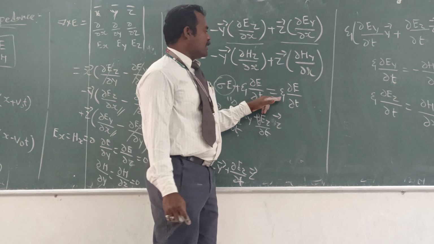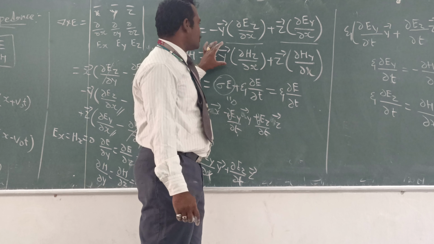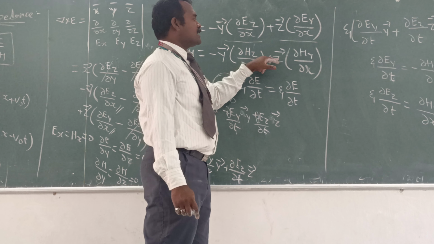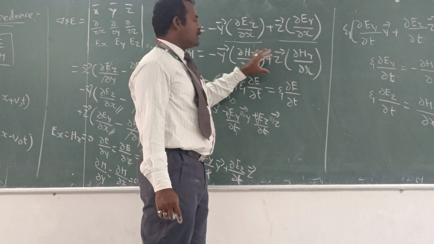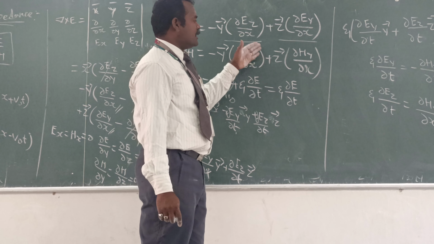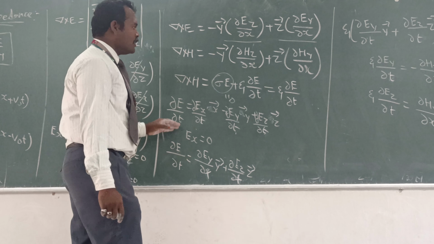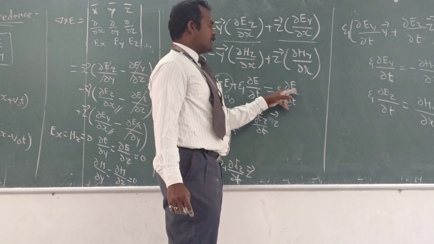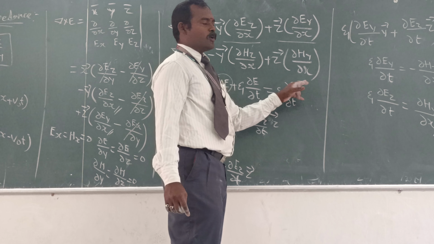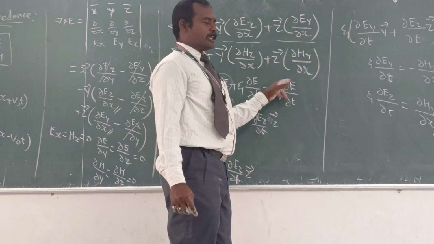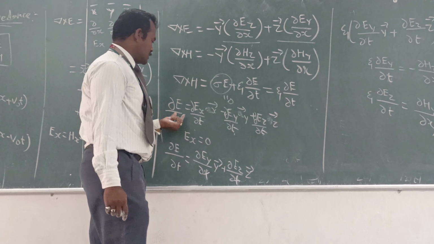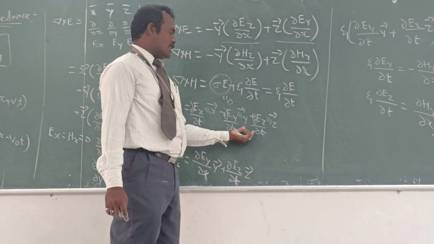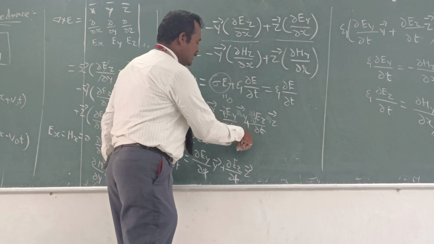So ε ∂E/∂t is equal to minus y into ∂Hz/∂x plus z vector into ∂Hy/∂x, because the LHS is the same, so the RHS should obviously also be the same. But the E vector has three coordinates, Ex, Ey and Ez. While writing in the vector form, ∂E/∂t becomes like this: ∂Ex, ∂Ey, ∂Ez vector. Then in terms of vector form you can write like that.